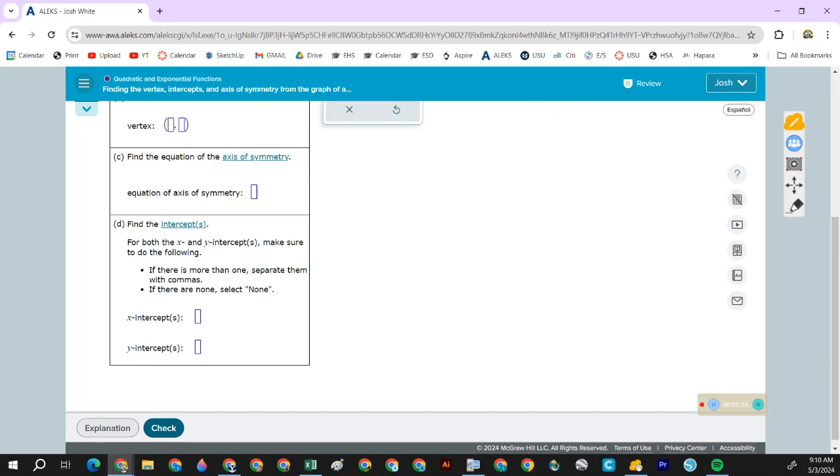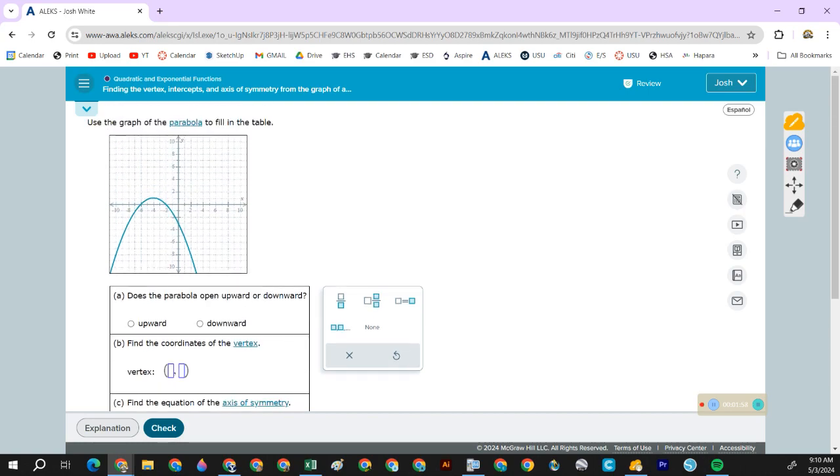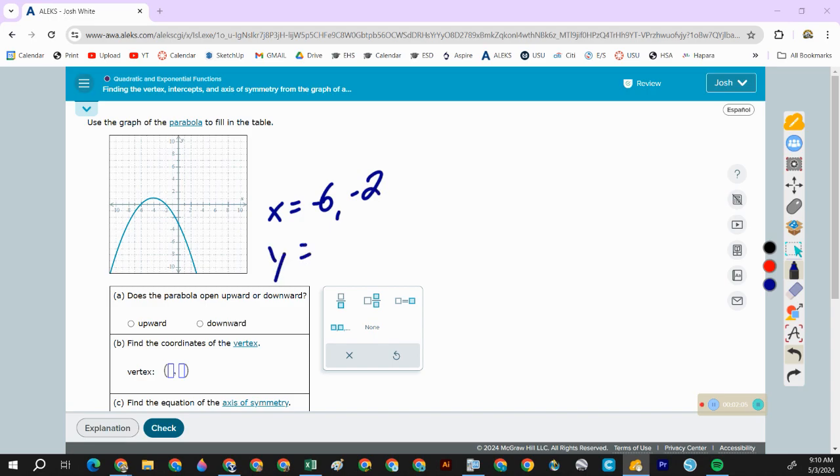And what are the x-intercepts and what are the y-intercepts? So in this case, the x-intercepts are -6 and -2, and the y-intercept would be -3. Piece of cake.